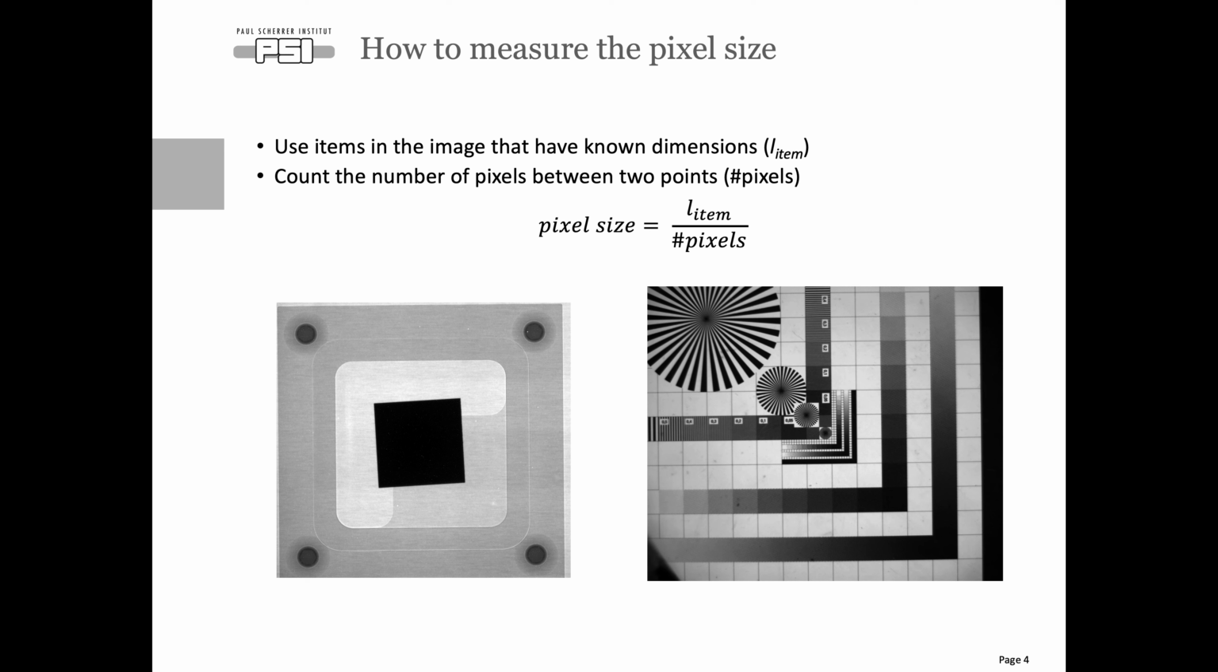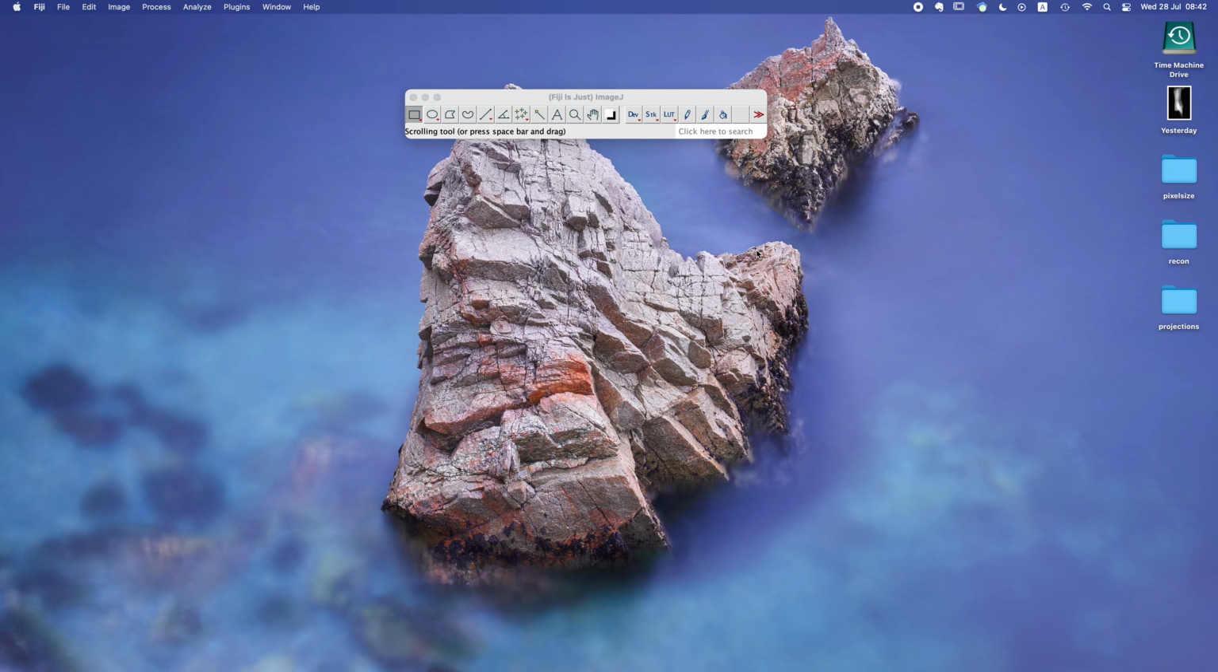And once you have the number of pixels, you can determine the pixel size as the length of the item divided by the number of pixels along this item. So let's take a look at how you do this in ImageJ, and let's move to the other side.